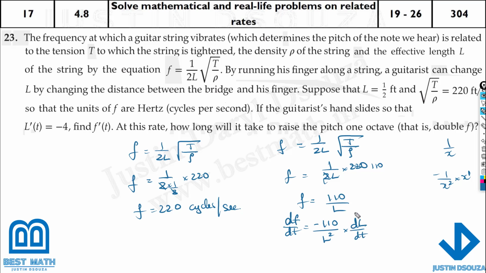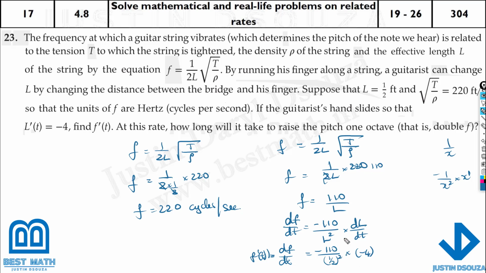Now we can substitute what is known. What exactly do we know? We know the L value, and we know the dL by dt value is minus 4. So let's substitute everything. Minus 110 divided by this half, the whole squared, multiplied by minus 4. That is the derivative, given as f prime of t with respect to time.